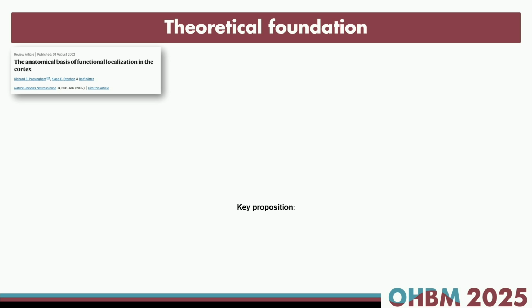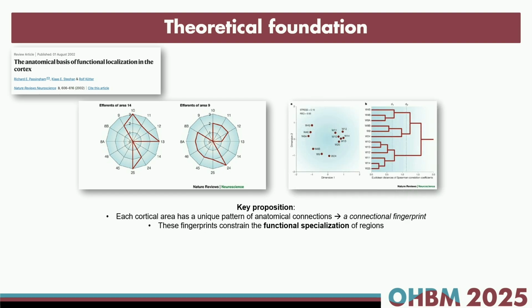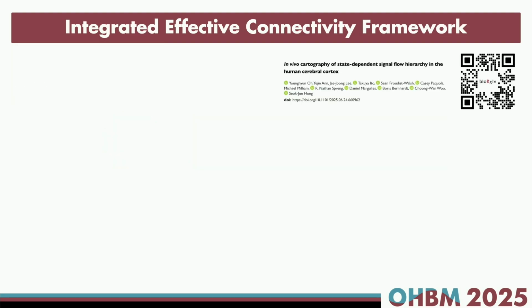There were two key propositions made. One is, each cortical area has a unique pattern of anatomical connections, known as connectivity fingerprint. And second is, these fingerprints constrain the functional specialization of regions, leading to a hypothesis that a region's functional role is determined primarily by its unique pattern of interregional connectivity.